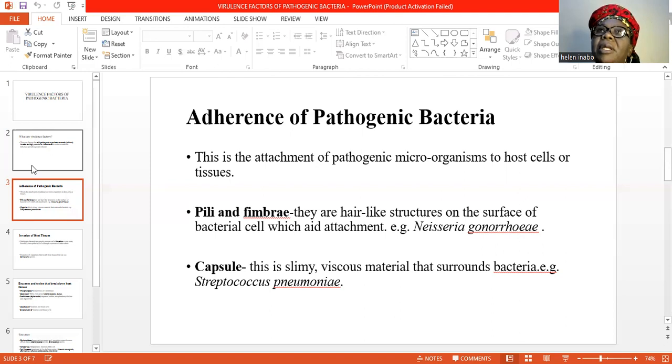It's a slimy, viscous material which surrounds bacteria. For example, Streptococcus pneumoniae has two strains. We have the capsulated Streptococcus pneumoniae strains, which are known to be pathogenic. And the pathogenicity is attributed to the presence of the capsule, while the uncapsulated or non-capsulated ones are non-pathogenic.